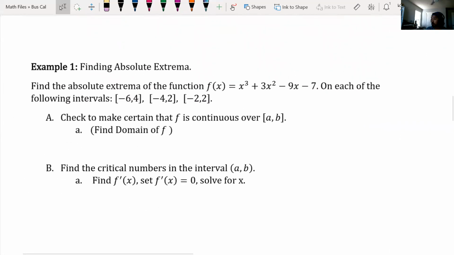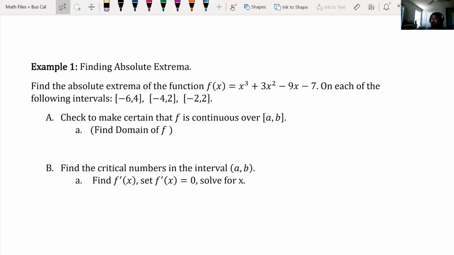Find the absolute extrema. So we are given the function x cubed plus 3x squared minus 9x minus 7. And we want to find the absolute maximums and minimums on the intervals -6 to 4, -4 to 2, and -2 to 2. So they're giving us closed intervals to find absolute maximums and minimums on. So the very first step is check our domain. We want to make sure our function is continuous. Well, again, you guys get the easy functions. Every function you get is a polynomial.